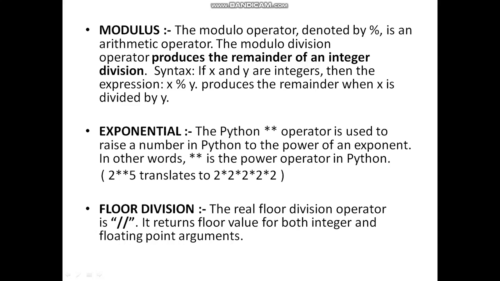Similarly, in the floor division, the floor division operator is the double slash, which means 2 division signs. It returns a floor value for both integer and floating point arguments. So if it is 4 by 2, it will give 2. If you give 5 by 2, then also it will give you 2, because it eliminates the decimal points after the division. I hope this is clear. So let's move on to the next operator.